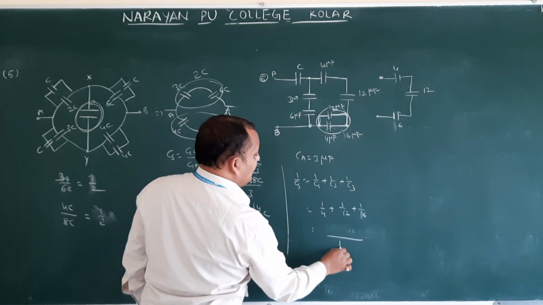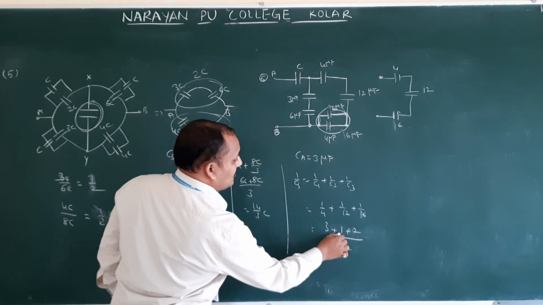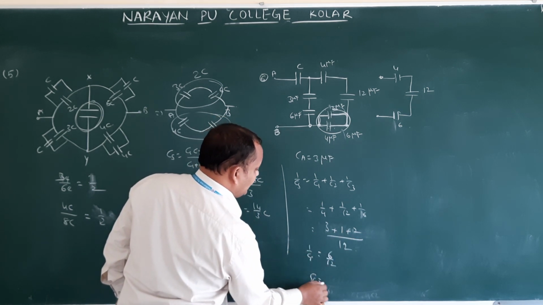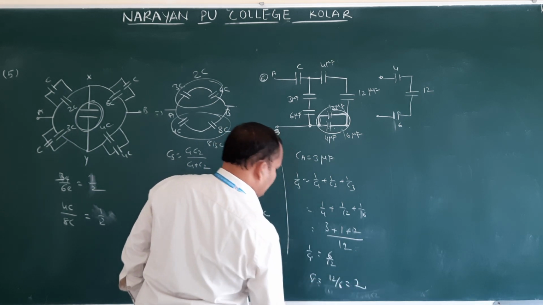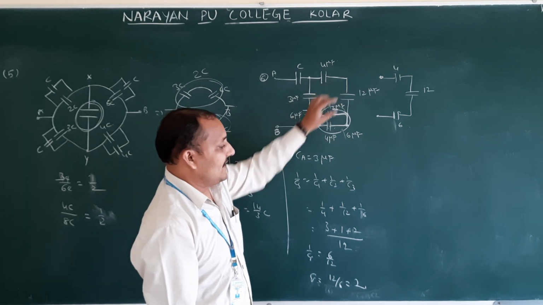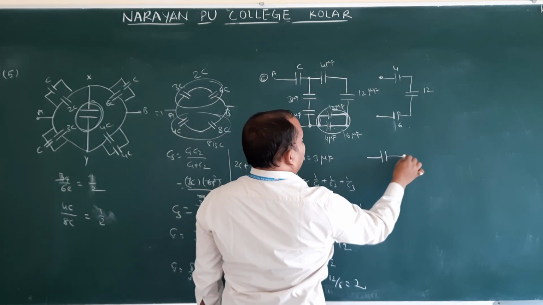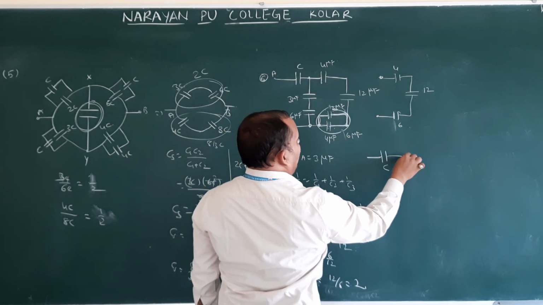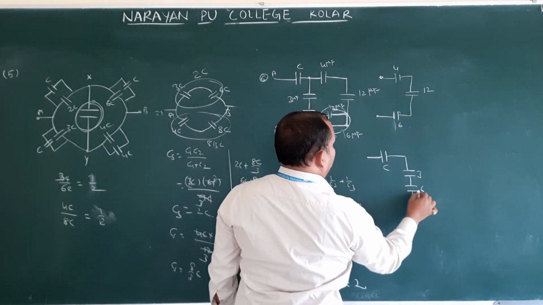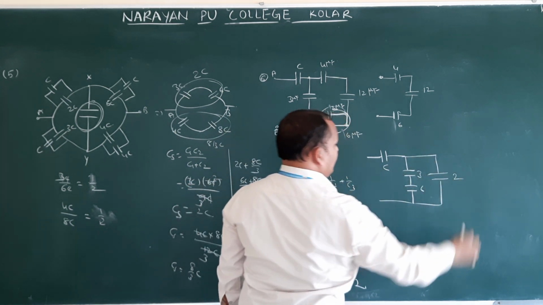Now LCM is 12. So 3 plus 1 plus 2, how much? 4 plus 2, 6 by 12. 1 by CS equals 6 by 12, so CS is equal to 12 by 6, that is nothing but 2 microfarad. So in place of these three, we got 2 microfarad. Okay, in place of these three, I will try once again. This is 3 and 6. This is 2. Correct?